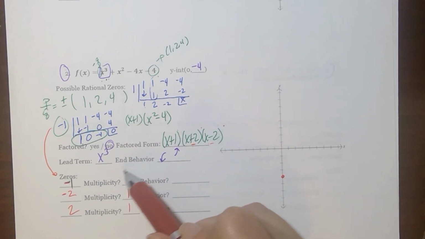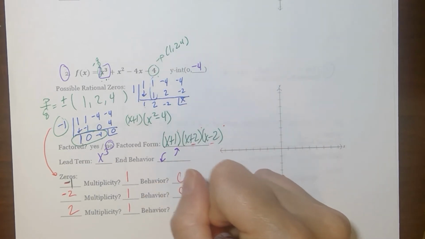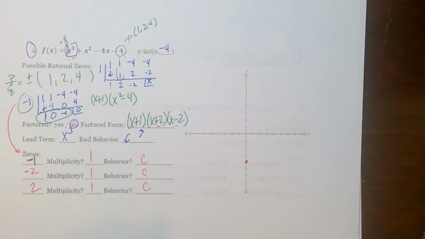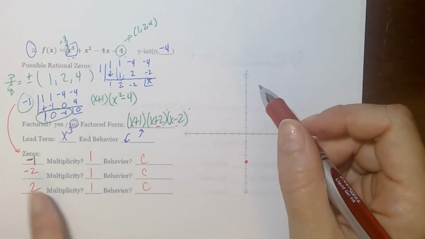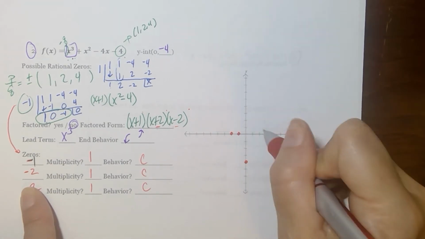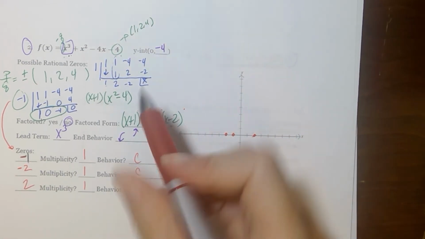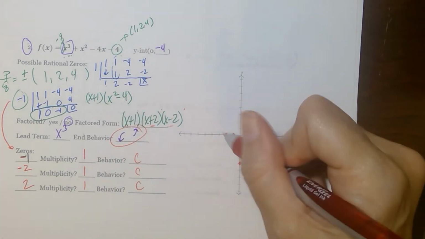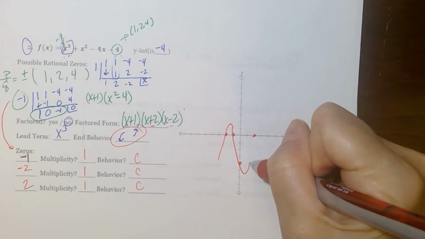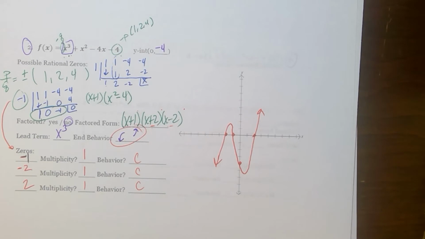Since those multiplicities are odd, the behavior at each x-intercept, at each root, is to cross the x-axis. They're not going to flatten out because it's just multiplicity 1. So I'm going to cross the x-axis at negative 1, at negative 2, and at positive 2. And then I've got this y-intercept to hit down here using my end behavior, telling me I start low, I cross, cross, cross, finish high. That is the general shape of this graph.